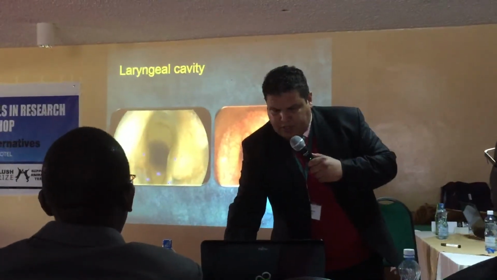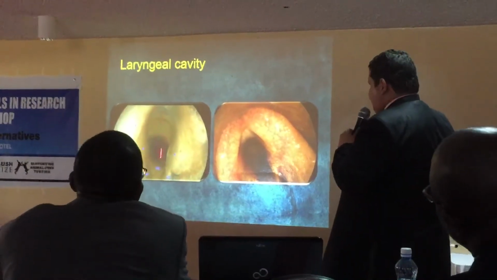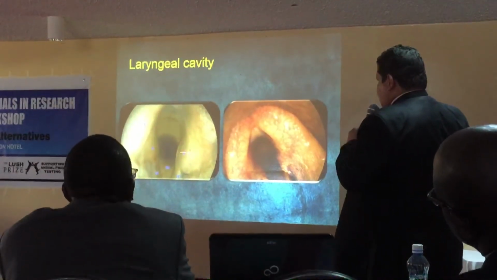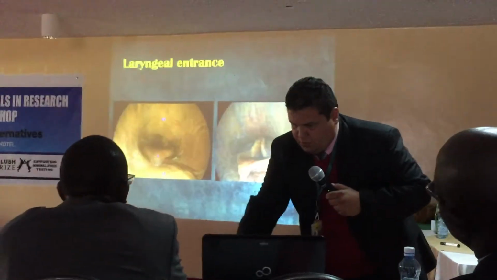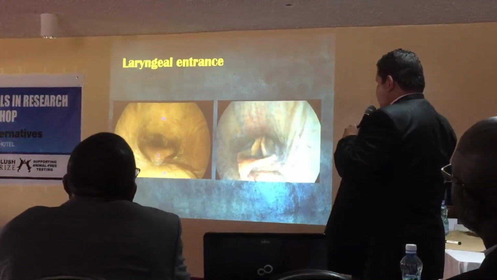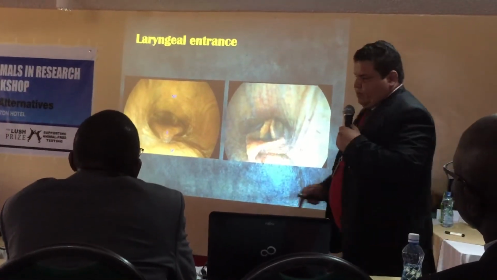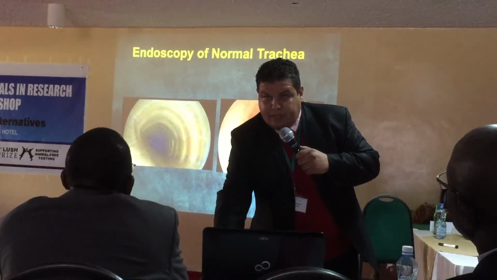This is the laryngeal cavity, corniculate process, and vocal fold. This is a live animal. This is the specimen. Laryngeal cavity, specimen, and no difference from the live animal. And endoscopy of a normal trachea.